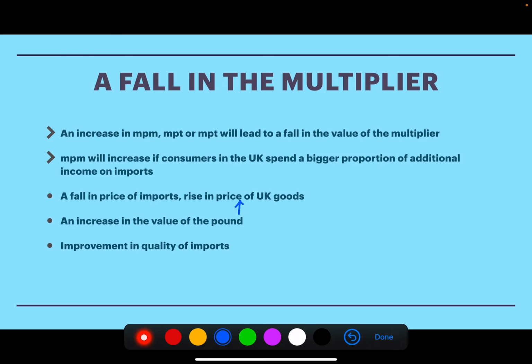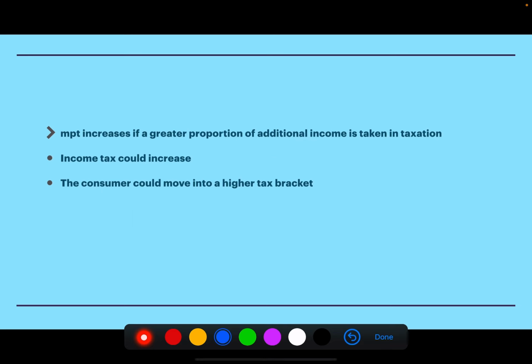An improvement in the quality of imports, that means you might not necessarily have a change in the price, but the quality might have improved. So that means imports are going to be more desirable and therefore spend more on imports.